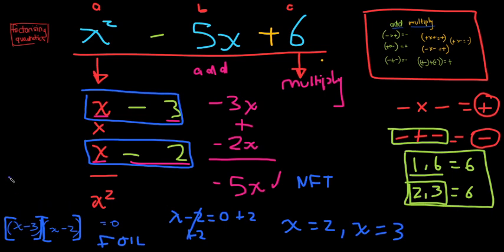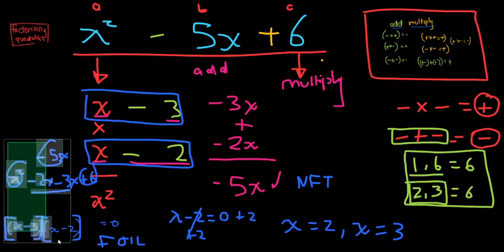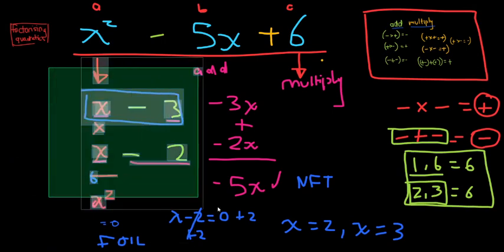So x times x is x squared. X times negative 2 is negative 2x. Negative 3 times x is negative 3x. And negative 3 times negative 2 is positive 6. You add these together, the negative 5x. And therefore you have x squared take 5x plus 6, and it's the same, x squared take 5x plus 6. And that's how you can double check your answer if it's correct or not.